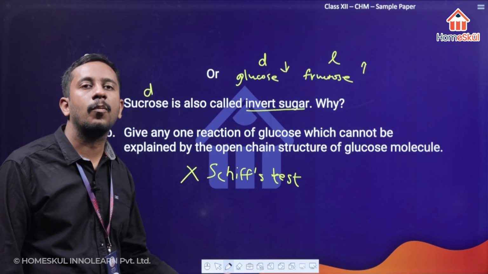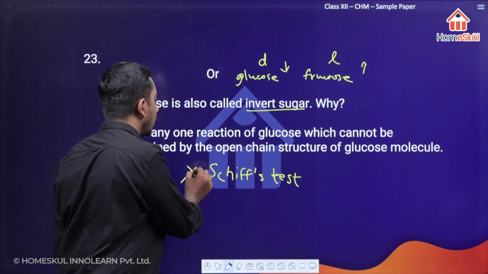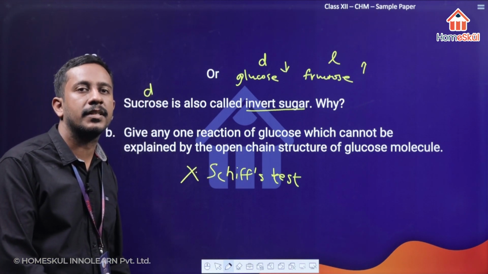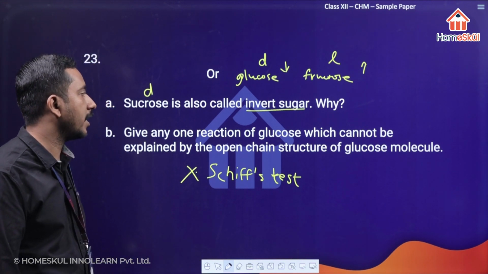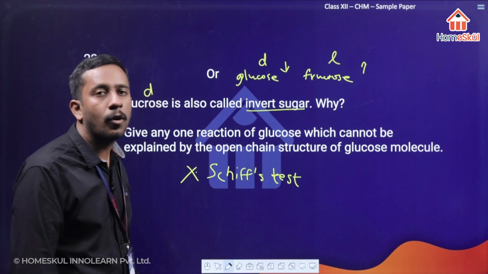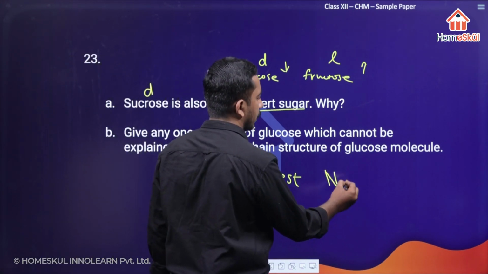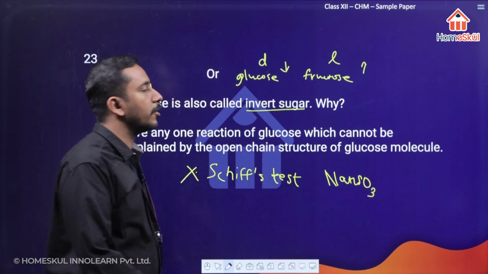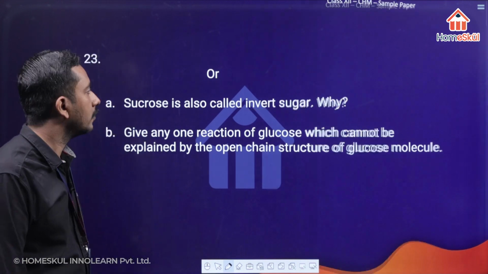That means the free aldehyde group is absent in the case of the glucose molecule. If we consider the open chain structure, that cannot explain why glucose does not give the positive Schiff's test. That is because it has a hemiacetal structure where the CHO group is not readily available for reaction. So that is one reaction which cannot be explained by the open chain structure of the glucose molecule. There is also the sodium bisulfite test, that is the NaHSO3 test, which also cannot be explained by the open chain structure because the free CHO group is not present there. Okay.